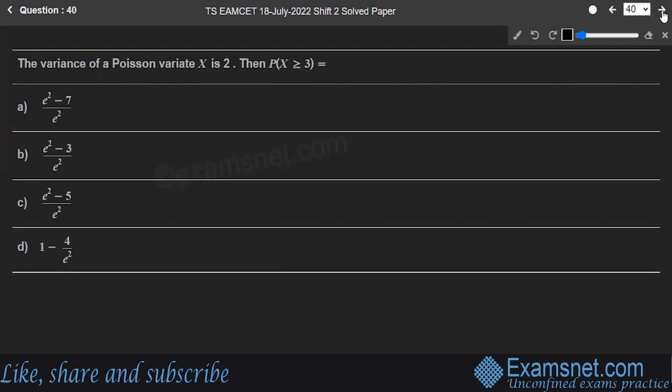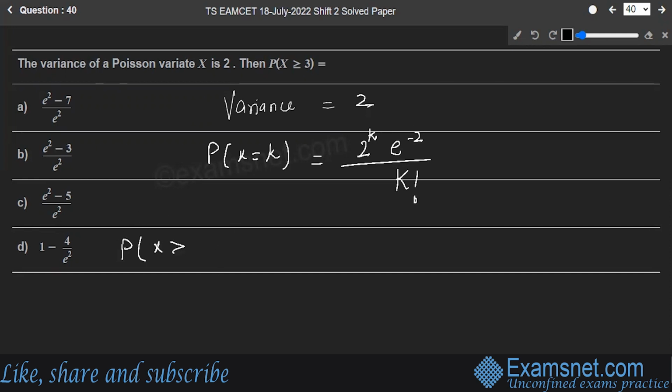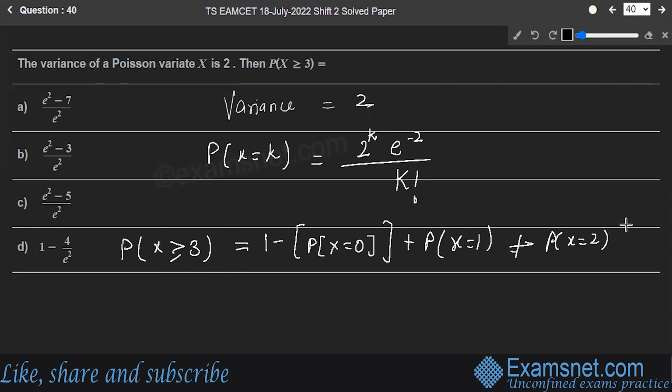Next is question number 40. It says the variance of Poisson variate x is 2. Then probability of x greater than or equal to 3 is given by. So you are given variance is 2, right? Probability of x equal to k will be given by 2 raised to power k multiplied by e raised to power minus 2 upon k factorial. Probability x is greater than or equal to 3 is 1 minus, that is, probability of 0 plus probability of x equal to 1 plus probability x equal to 2. That's it. So this is given by 1 minus e raised to power minus 2 into, so this is equal to 1, and when I put x equal to 1, this will become 2.